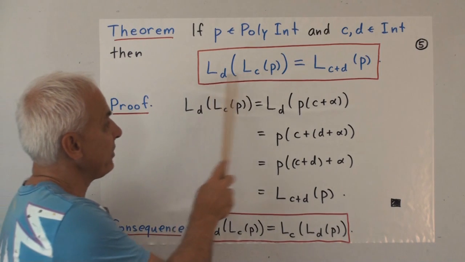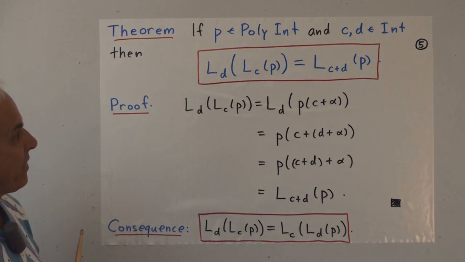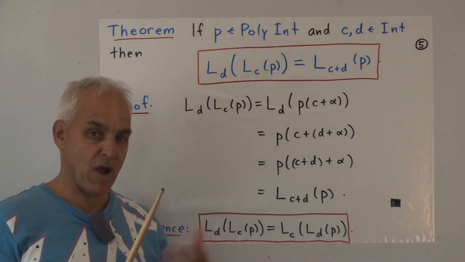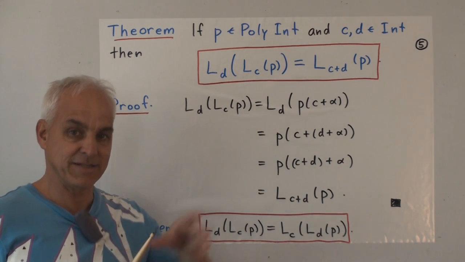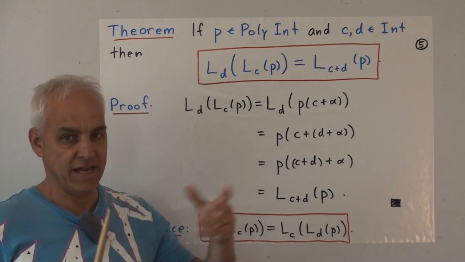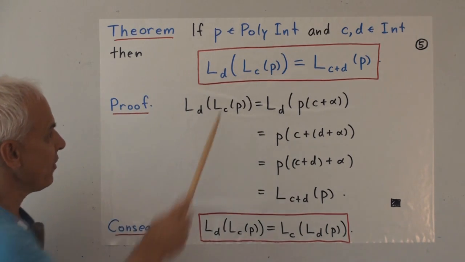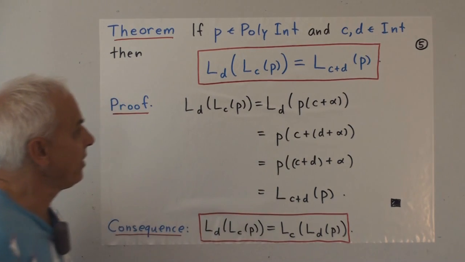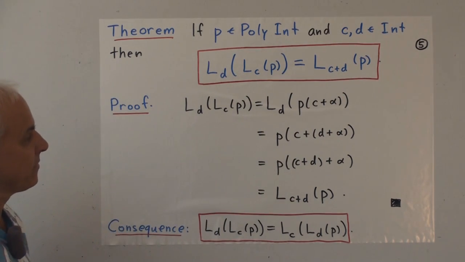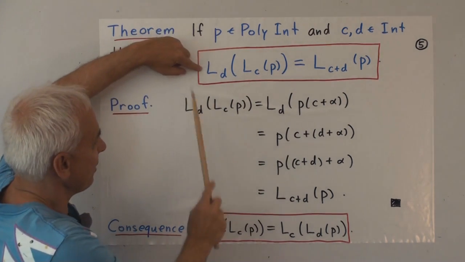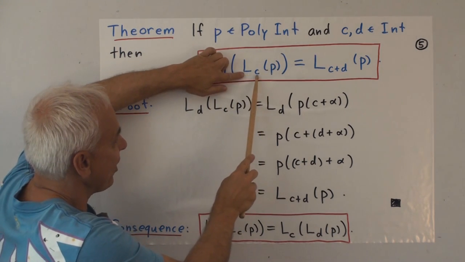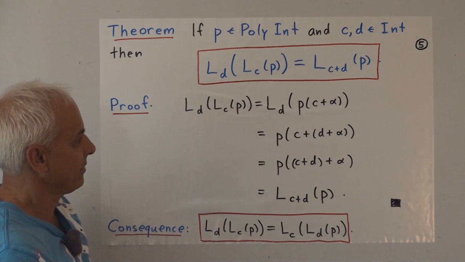Here is an easy and pleasant little theorem that tells us what happens if we translate a polynumber twice, first by c and then by, say, d. So if p is an integral polynumber and c and d are integers, then, so what does this mean? This is L sub d of L sub c of p.